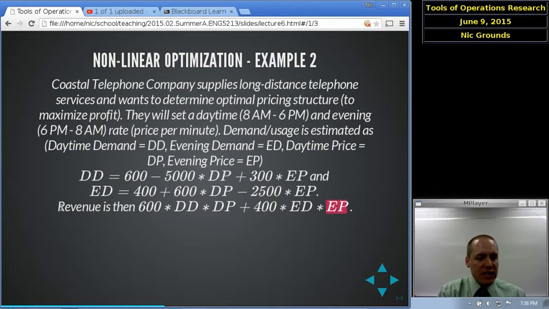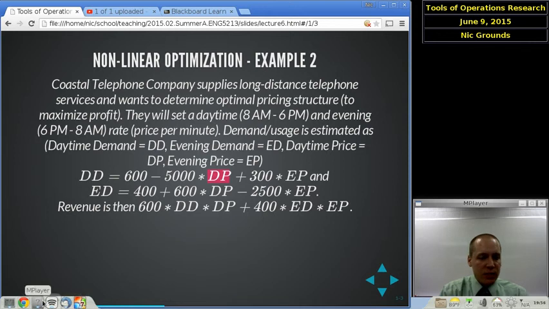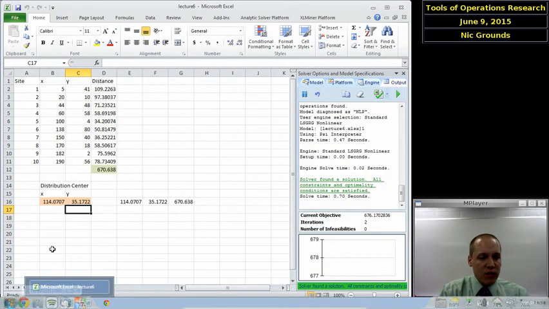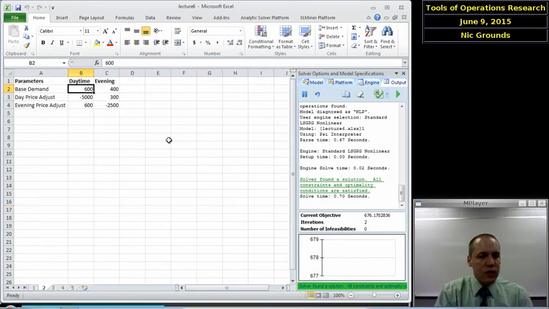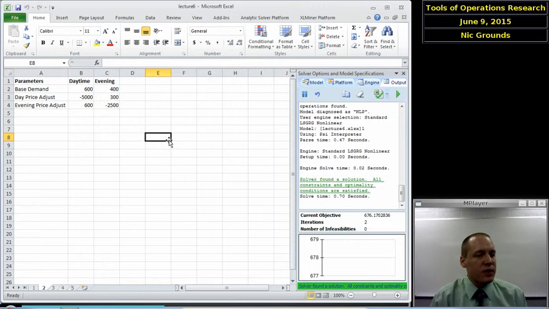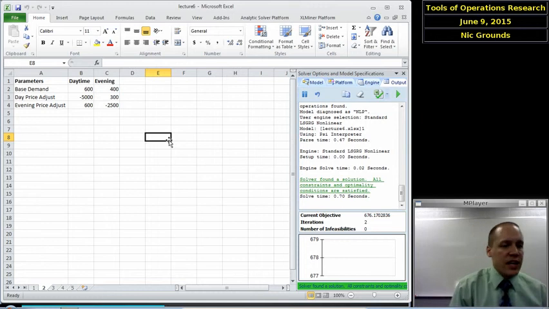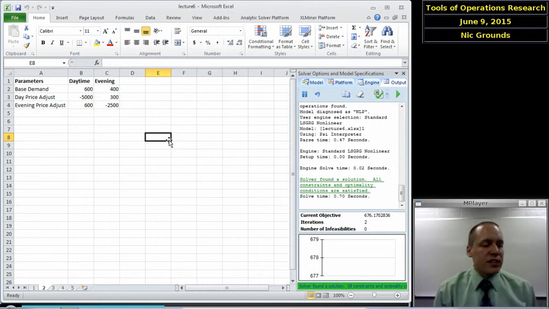So we want to maximize this revenue subject to all we can choose. We don't get to choose demand. What we get to choose is the price, daytime price and evening price. So again, I'm going to jump into Excel. I've already set up an Excel sheet with these parameters typed in: the base demand, the adjustment to the daytime demand for each daytime and evening unit of price increase, and then the evening demand price adjustment.